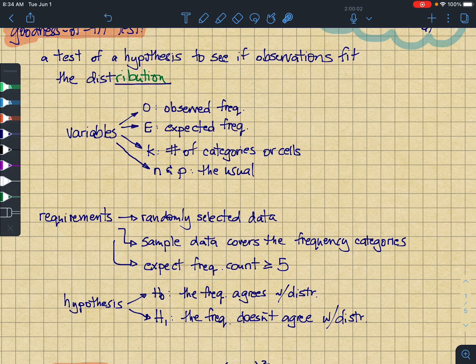Requirements: it should be randomly selected data, and the sample data covers the frequency categories. That means you can't have a frequency category open, and that'll become apparent in just a moment. Your expected frequency count needs to be greater than or equal to 5.